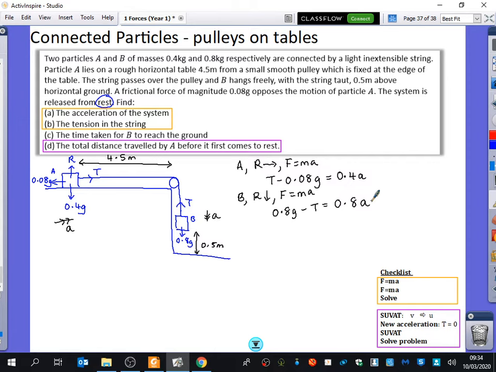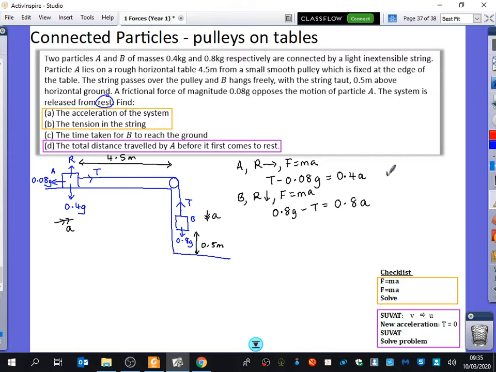Just before we move on, this one is on a rough table. If it wasn't on a rough table, if it's on a smooth table, then that equation of motion would be really simple. It would have just been T equals 0.4a, because there would have been no frictional force there. So some of the questions you do in a minute, there might not be a force here, and that's perfectly fine. It's just because it's on a rough table in our example.